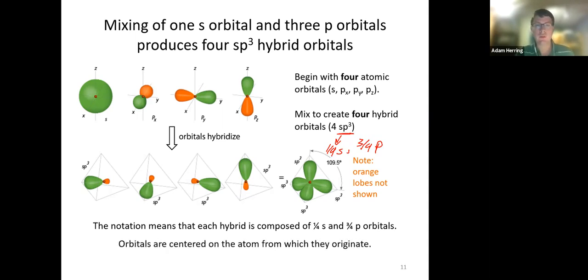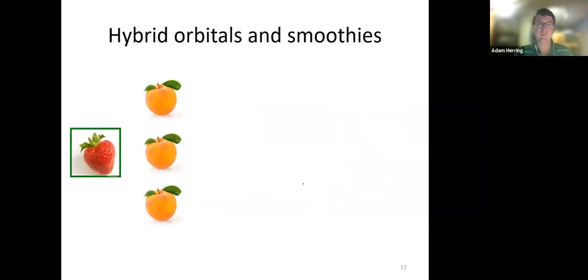And the orbitals that are created, the hybrid orbitals, are centered around the atom from which they originate. So we have taken these 4 different orbitals that were centered around the nucleus of the carbon atom, created 4 hybrids that are also still centered around the nucleus. And now we're able to form 4 bonds. And because we're using 4 identical orbitals, they will be of equal length and strength.